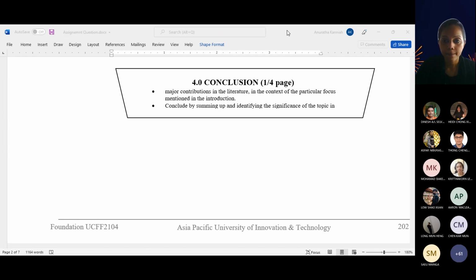Miss, for the conclusion part, I think the conclusion is being blocked. Sorry, conclusion? Yeah, like concluding by summing up and identifying the significance of the topic, then there's something missing there. Oh, really? Hold on, yeah.